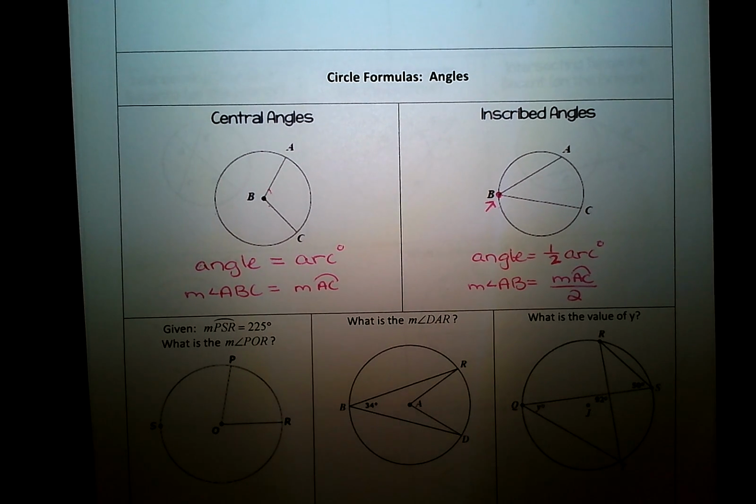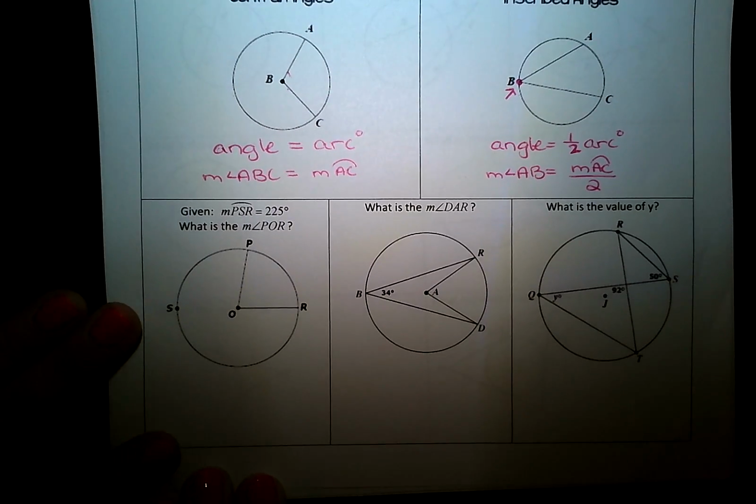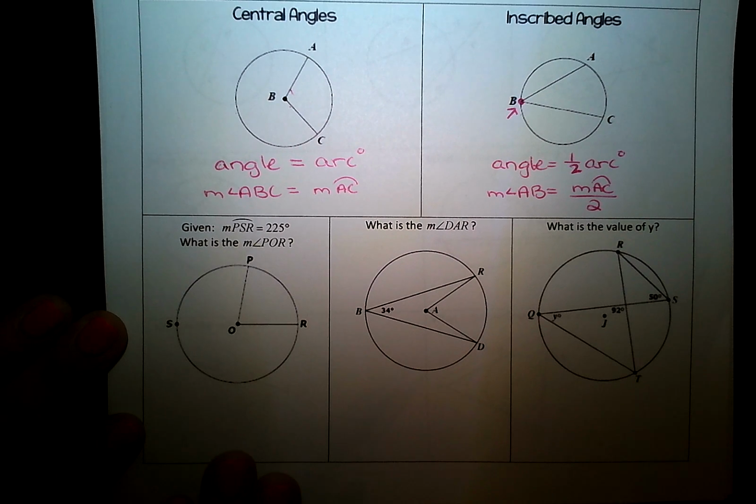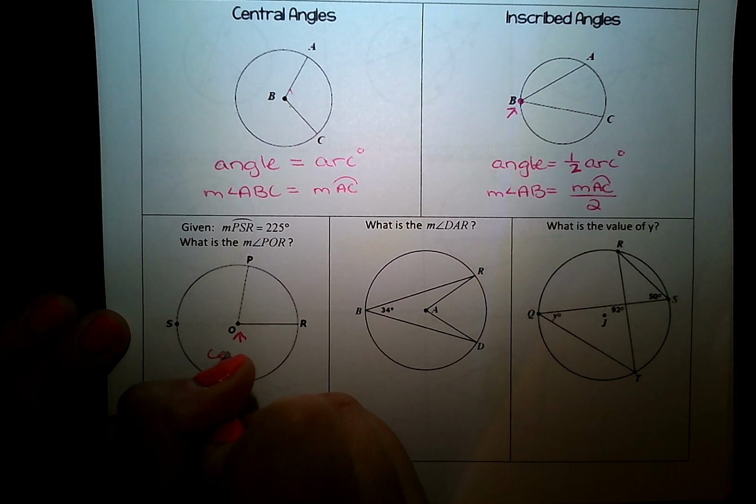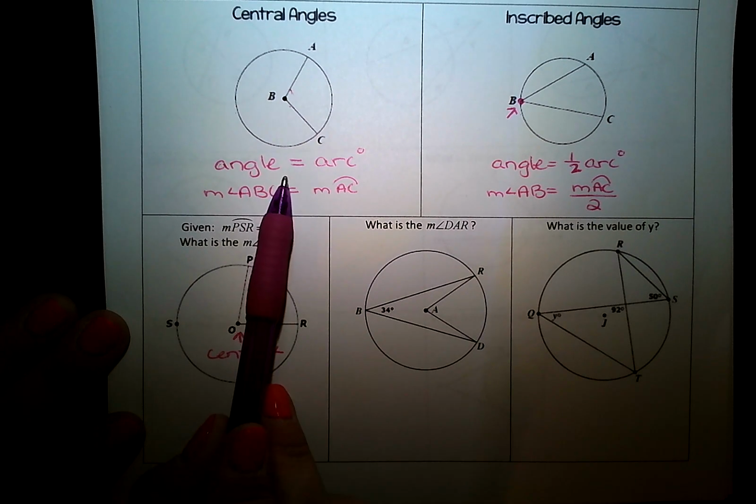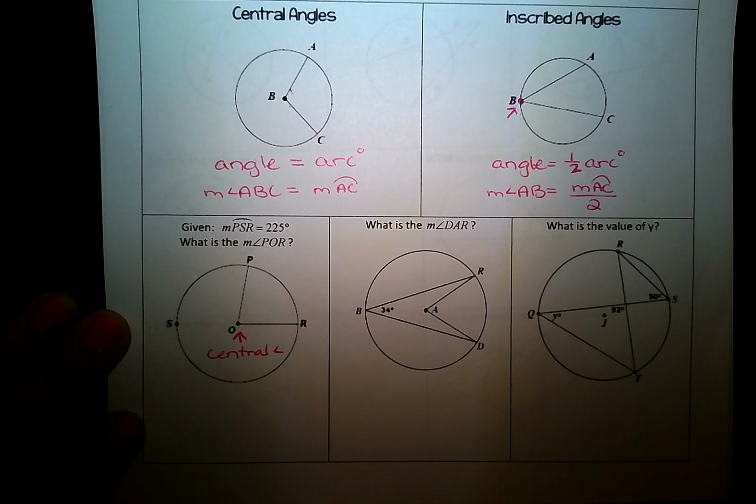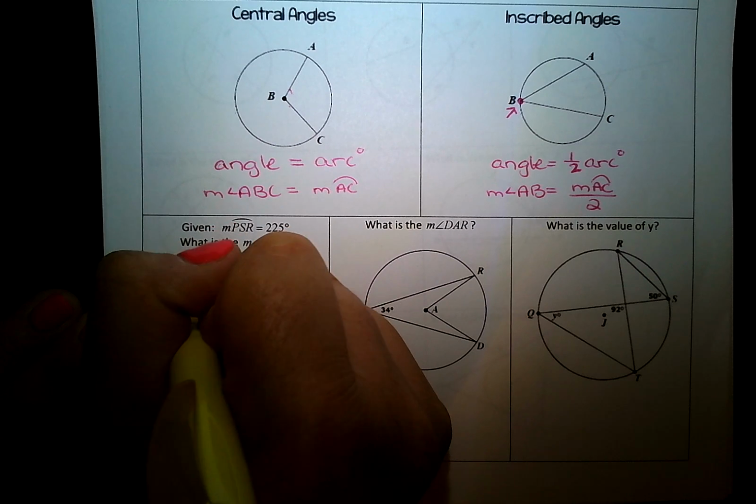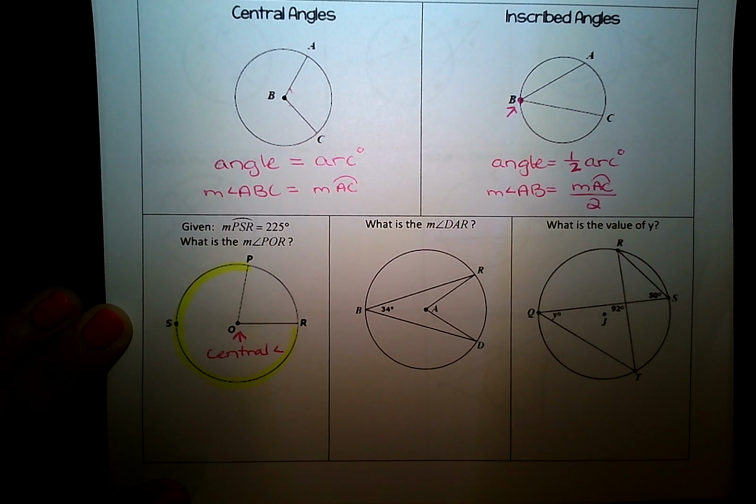Half of it. Let's see these two formulas in action. Got some examples down below. Well, this first picture is certainly a central angle. Look at where the vertex is. And we know, without even reading the problem, that the central angle is exactly equal to the arc measure. So let's run with that. It says, given the measure of arc PSR is 225 degrees. All right, from P to S all the way around to R is 225 degrees.